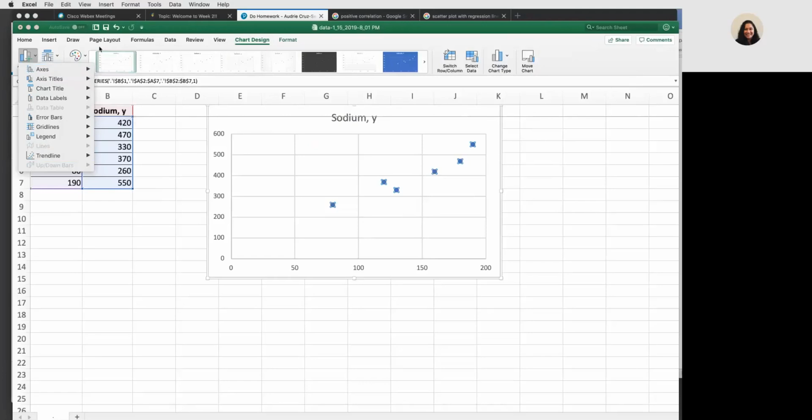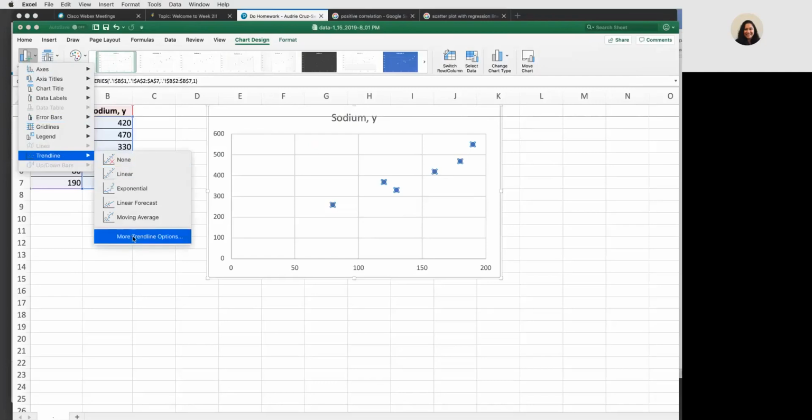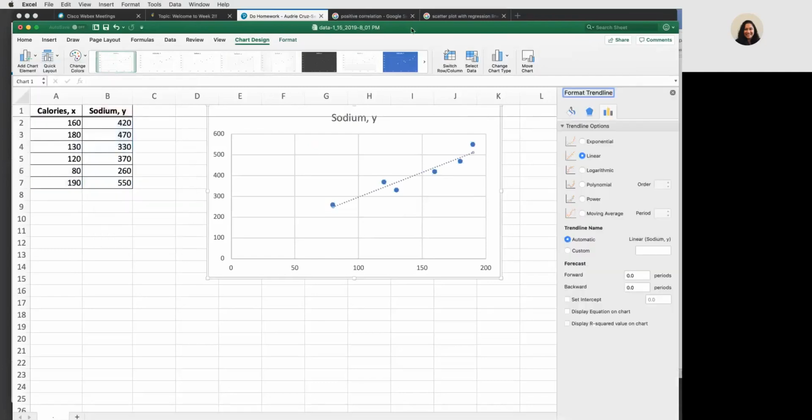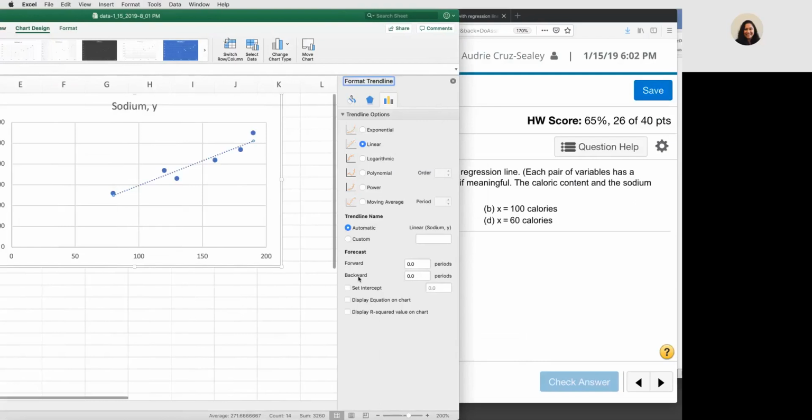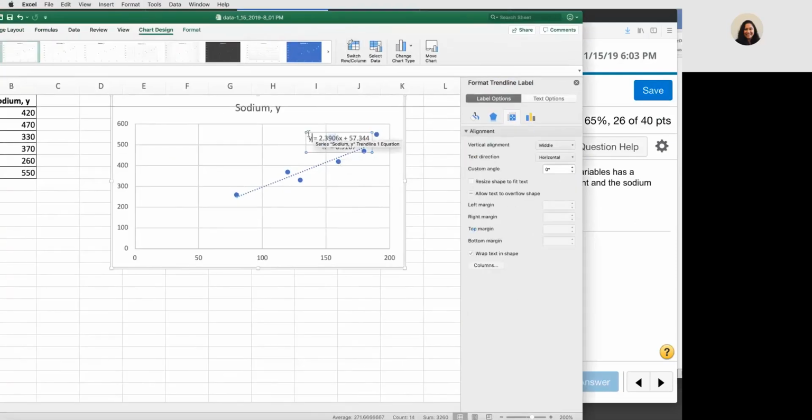Where do I go? Trend line. You're going to go to trend line. And even though you see linear here, I don't want you to choose linear. I want you to choose more trend line options, because you will be able to choose linear, but I want you to be able to hit these last two, display equation on chart and display R squared value. Now, we haven't used the R squared value yet. We'll use it later. I just wanted you to get comfortable about where it is.